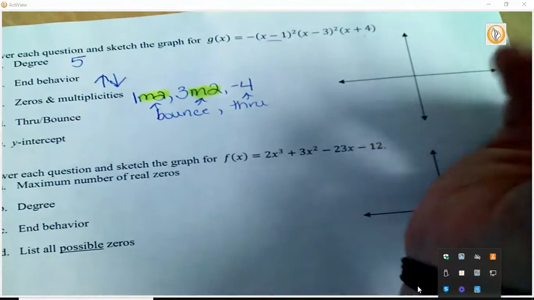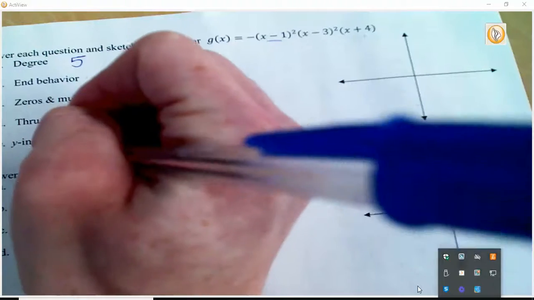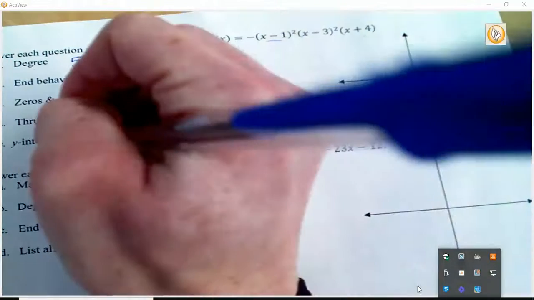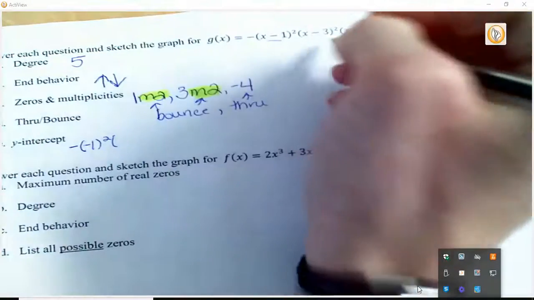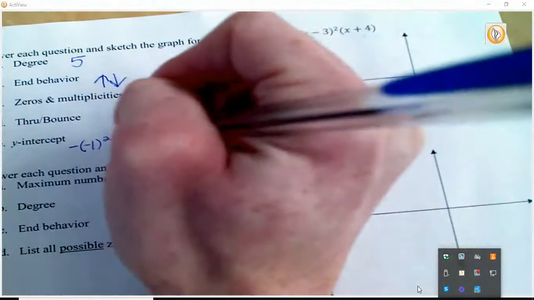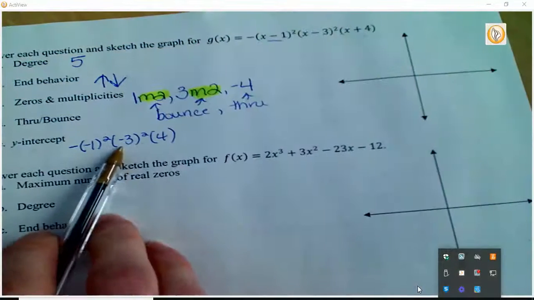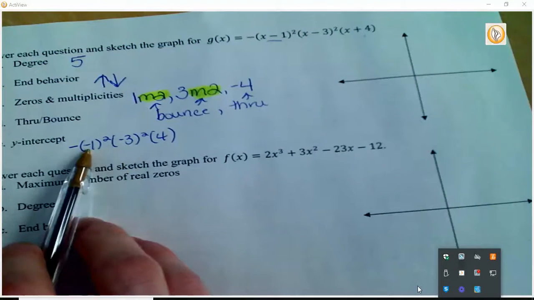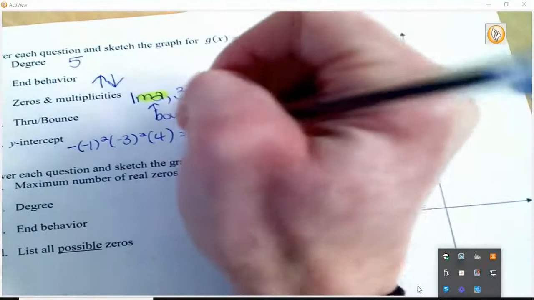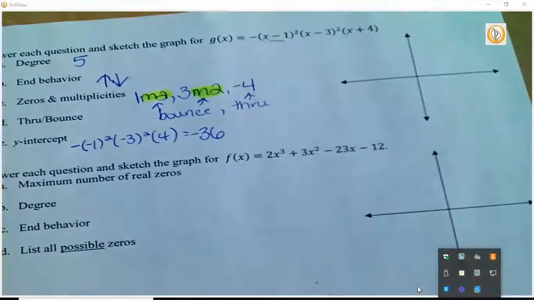Y-intercept is where you cross the y-axis, so you plug in a 0 for your x's. So 0 minus 1 is negative 1 squared. 0 minus 3 is negative 3 squared. 0 plus 4 is 4. So 9, 36 times 1 is 36, times a negative gives me a negative 36.